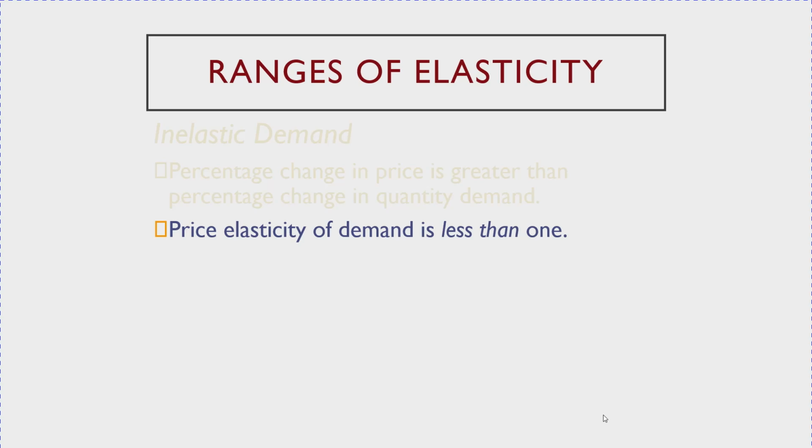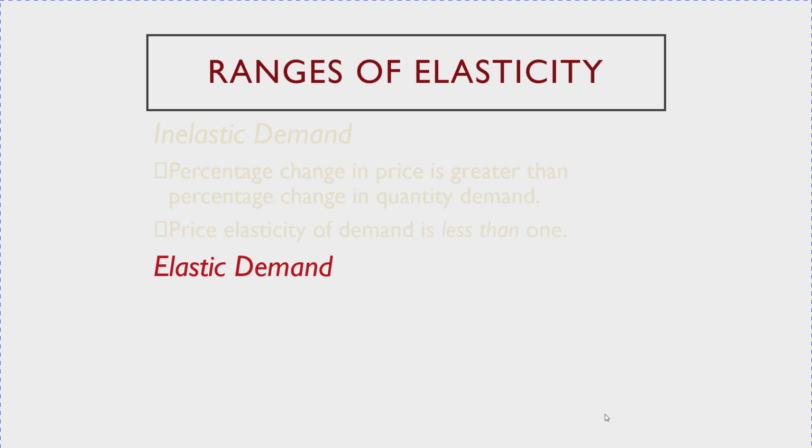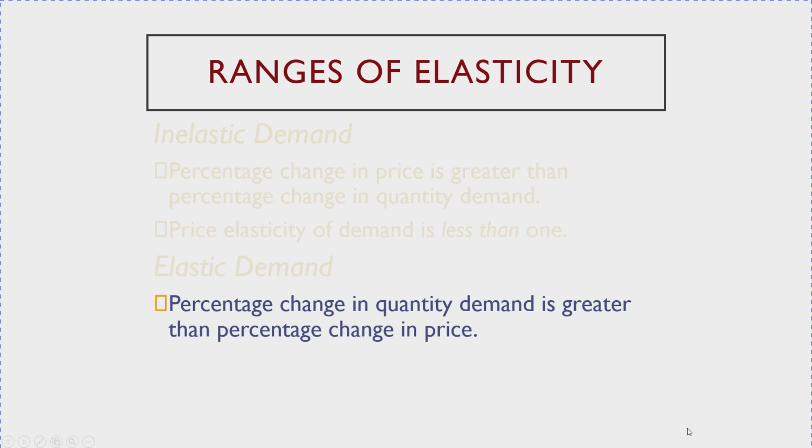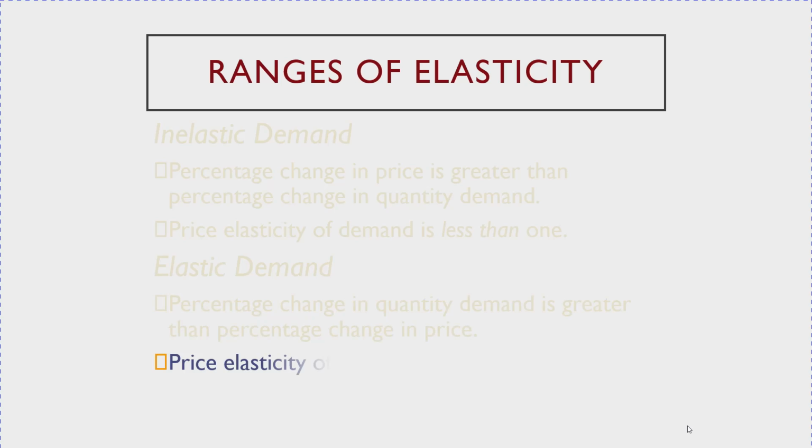Okay, so when it's less than 1, we call it inelastic. Now, elastic demand is when the percent change in quantity demanded is greater than the percent change in price. What that means is, like, price changes by 10%, but demand changes by 20%. So that's elastic. It's responding very heavily to that change, whereas inelastic, it's not responding as heavily. And you're going to notice the price elasticity of demand is greater than 1.